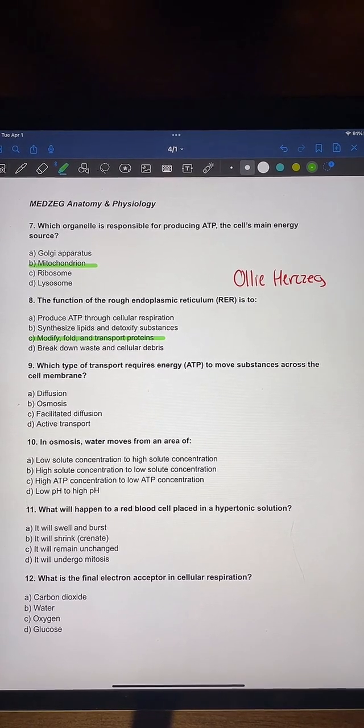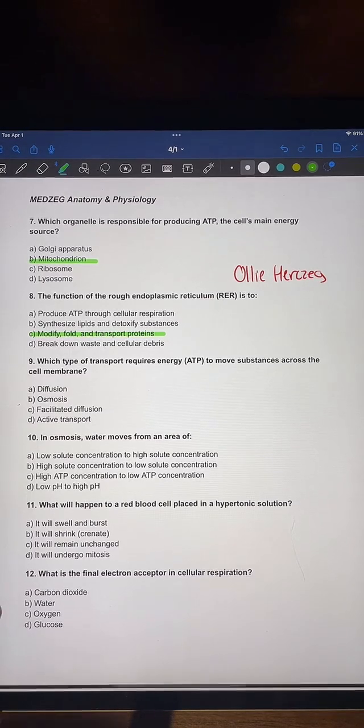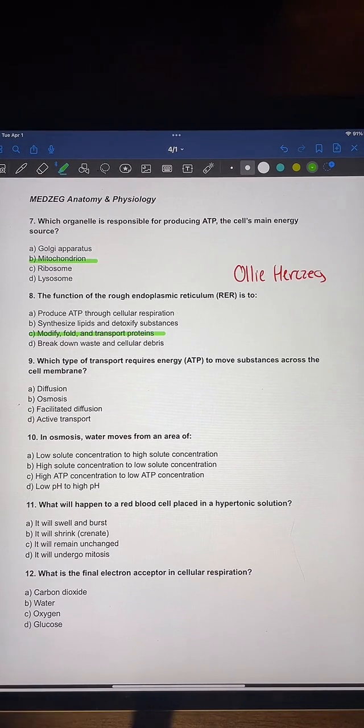That is lysosomes. Moving on to number 9, which type of transport requires energy in the form of ATP to move substances across the cell membrane?